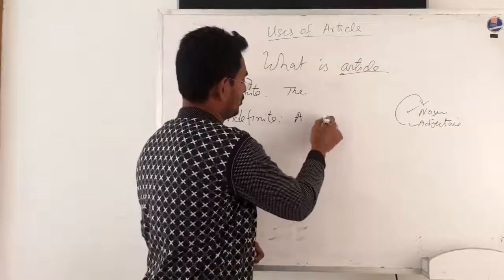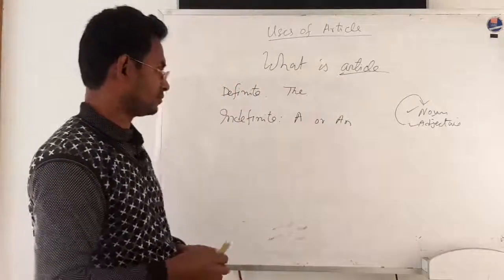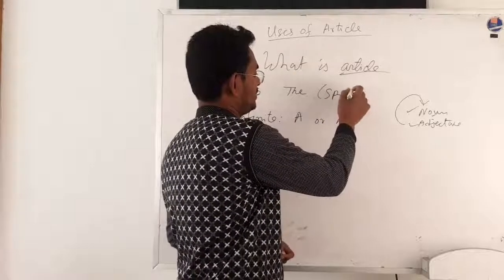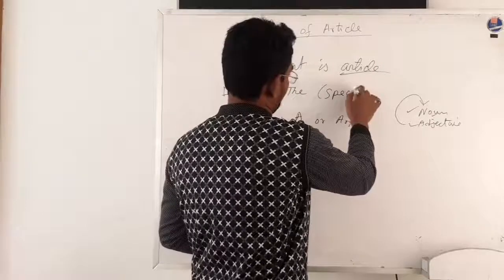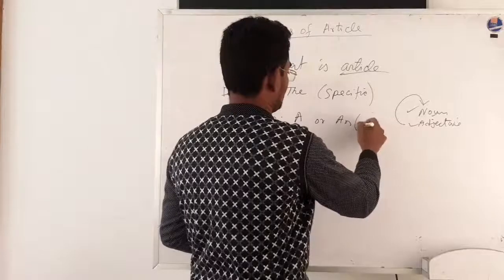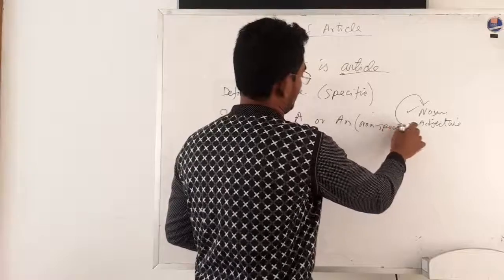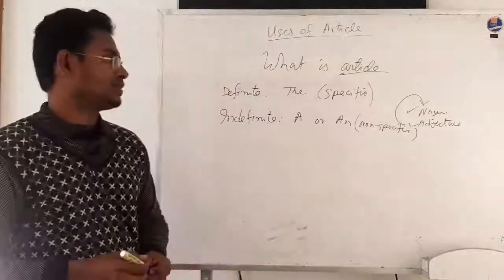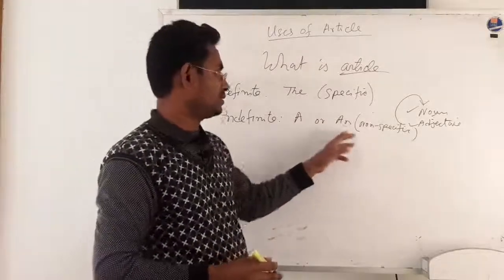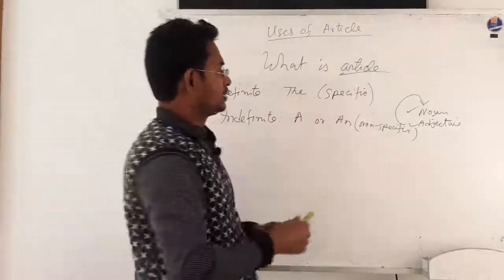And second, indefinite article: a or an. We use the for a specific person, for specific reasons, and for indefinite, that is not definite, that is non-specific reason, we use a or an.